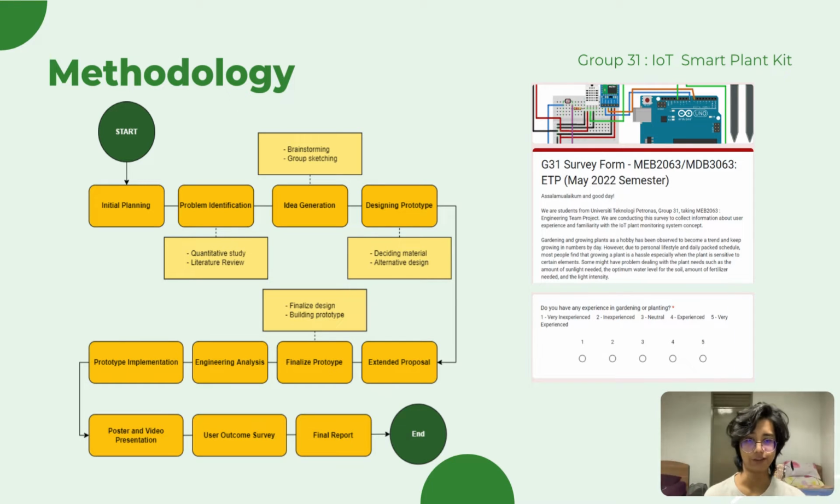The first method is a qualitative study through online forms by using Google Forms, and the second method is by referring to related and relevant articles and research papers.